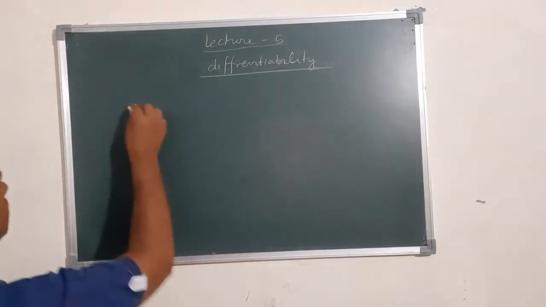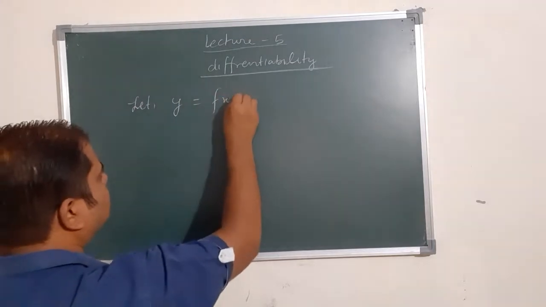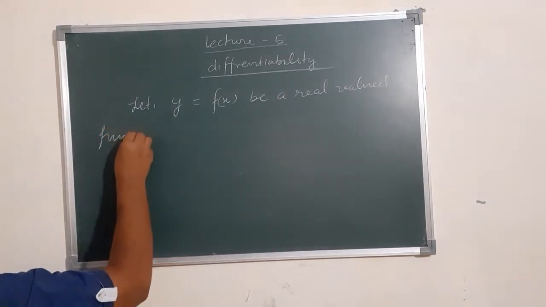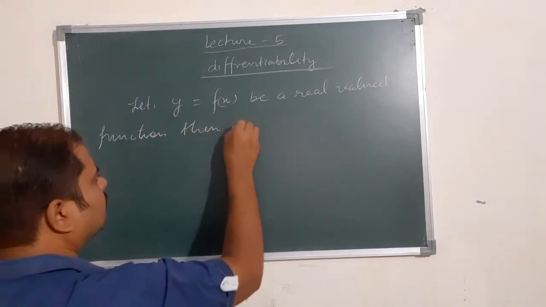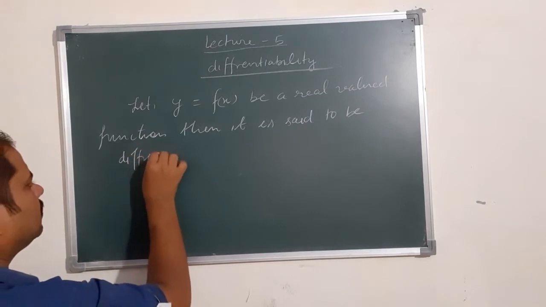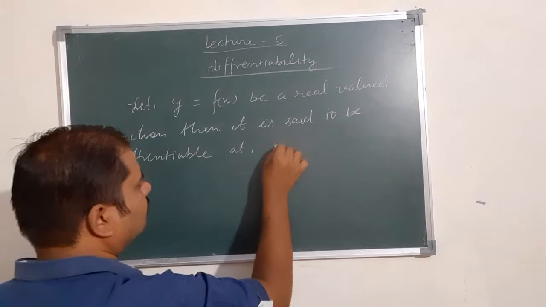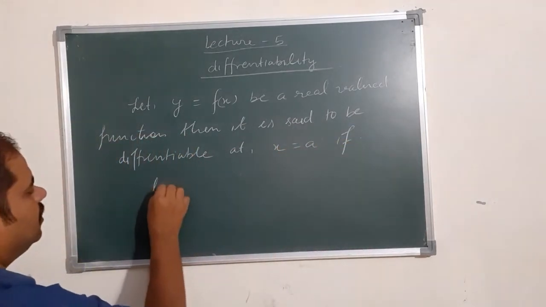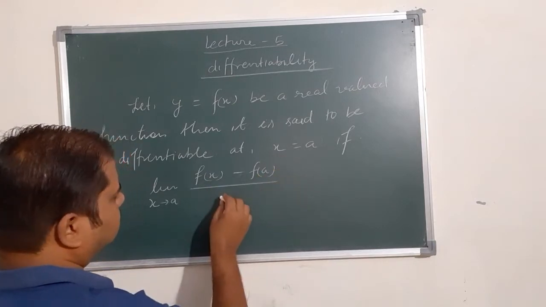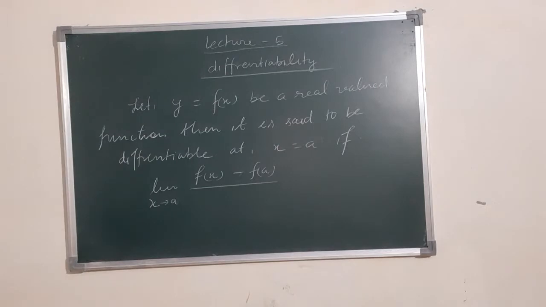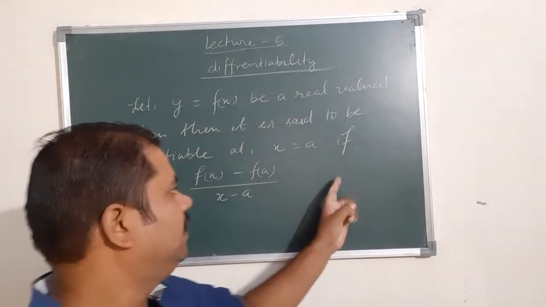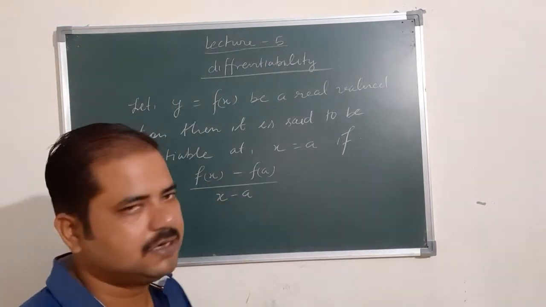So let us start. Let y is equal to f(x) be a real valued function, then it is said to be differentiable at x is equal to a if limit x tends to a of (f(x) minus f(a)) divided by (x minus a) exists.